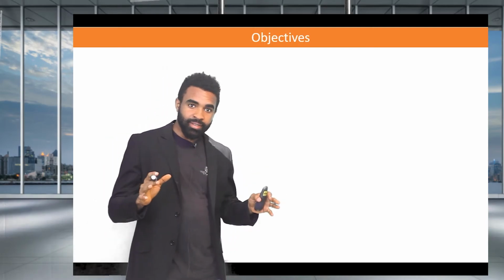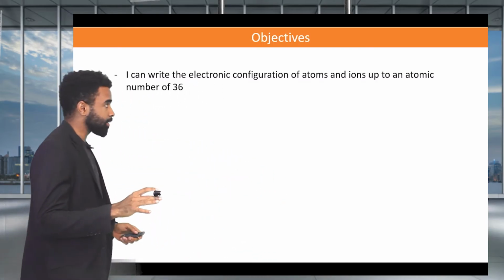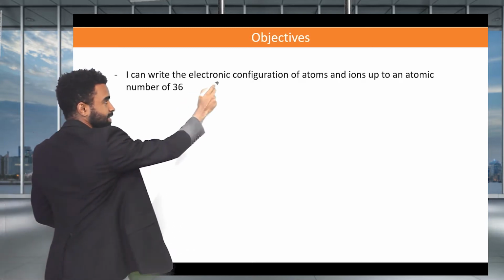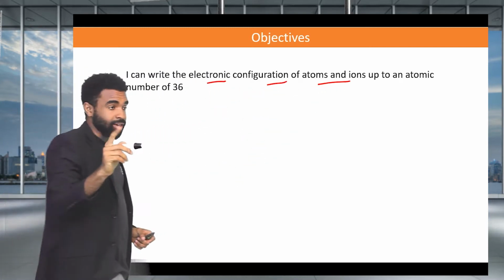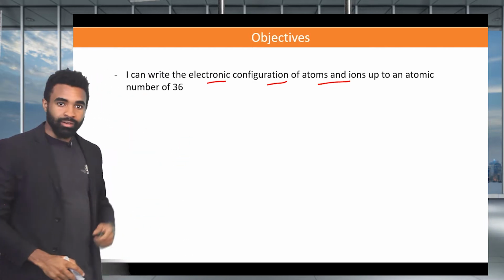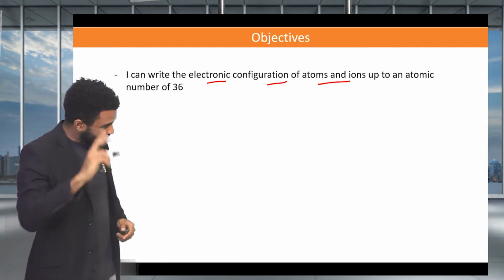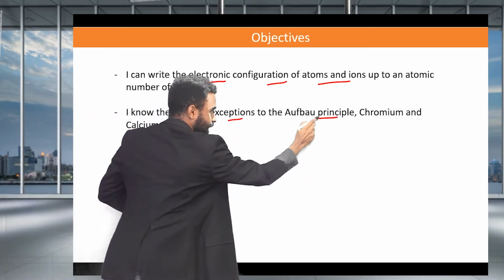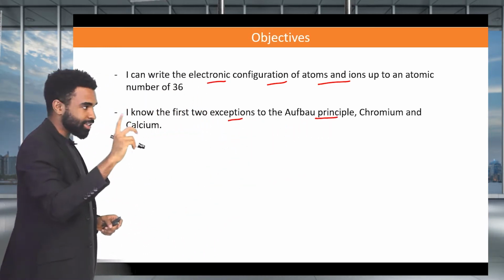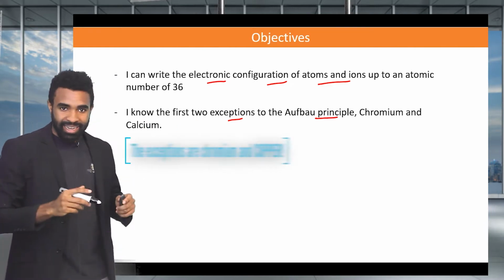The objective of this video is the following. We'd like to be able to write the electronic configurations of atoms and ions up to an atomic number of 36. And secondly, we'd like to know the first two exceptions to what's called the Aufbau principle. Those two exceptions are chromium and calcium.